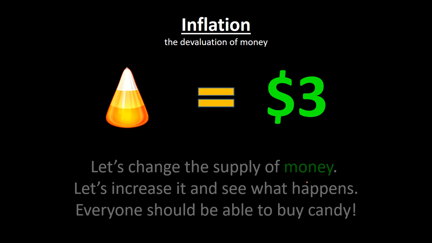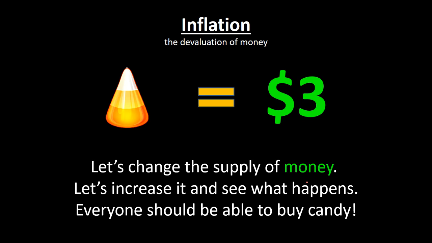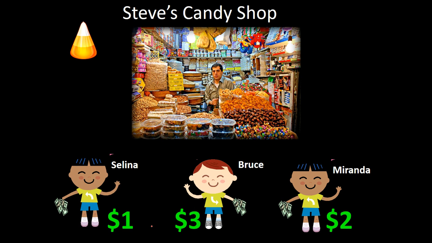There it is. The bidding takes place. We've got a piece of candy. Now, a lot of times you think, man, I just wish we had more money. If I just had more money, why can't we all have more money so I can go buy things? So let's do that. Let's change the supply of money. Let's increase it and see what happens. Everybody should be able to buy candy, okay? So let's have the government give people more money, because Selena didn't get any candy and Miranda didn't get any candy. We'll just give them more money. All right, let's do it. The government can do this. They're not going to do this, but they can. Let's just print more money.